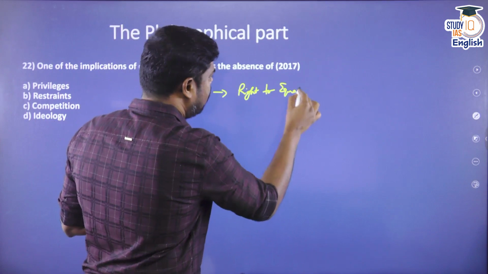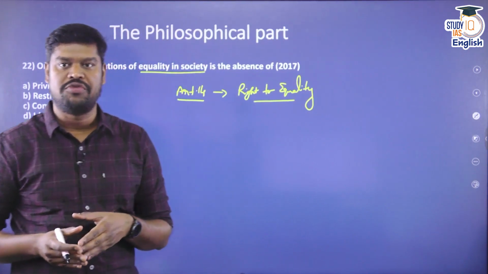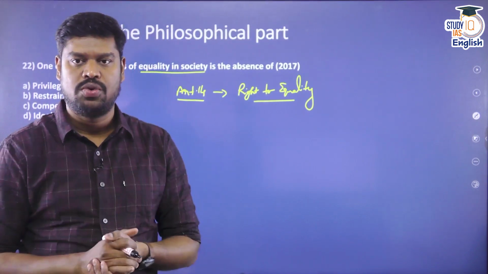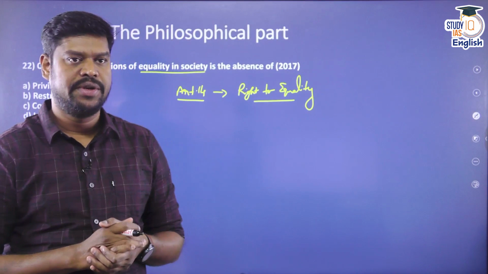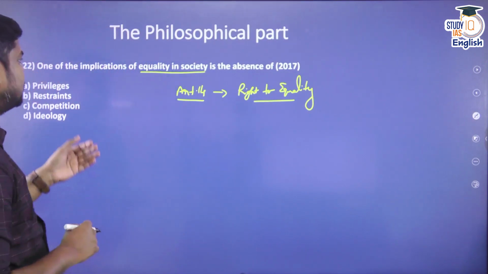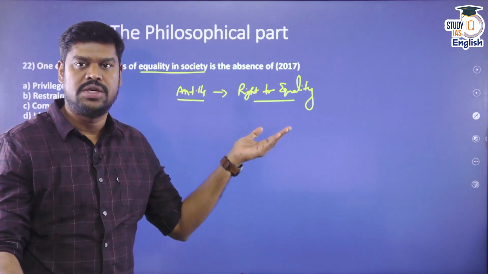And without right to equality, there cannot be rule of law. So equality is a precondition to ensure what is called rule of law. And what is the need to provide equal rights to all the people? To prevent discrimination in the society. So please understand, one of the implications of equality in the society is absence of... That means when equality prevails, what will be absent in the society? That is what you'll have to understand.